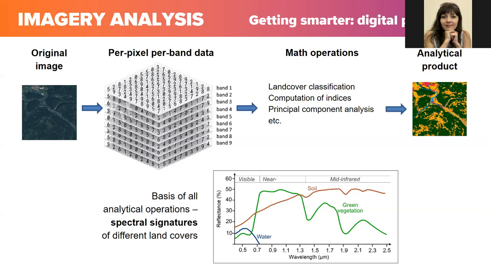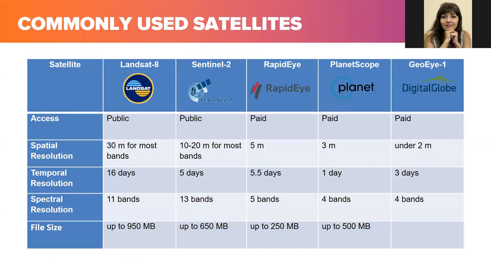Well, if you have a pixel size that's able to detect a car, for example, in my slide where I was talking about five satellites, the best spatial resolution is 2 meters here, but here we were talking only about those products that are usable for agriculture.